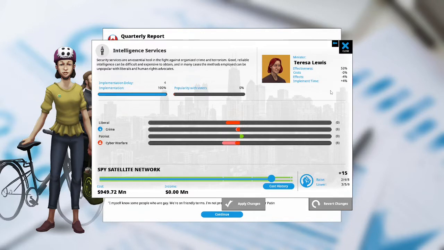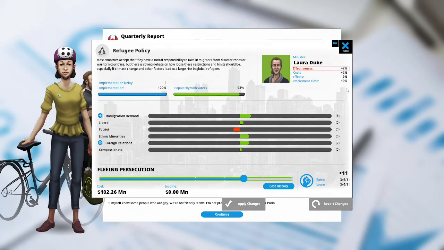Intelligence services. Security services are an essential tool in the fight against organized crime and terrorism. Good, reliable intelligence can be difficult and expensive to obtain, and in many cases the methods employed can be unpopular with liberals and human rights advocates. We will use 4 political capital in intelligence services, and we will apply the changes.